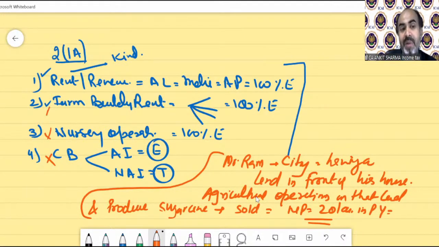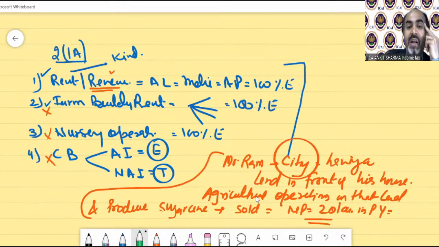That is not a farm building rent. That is a revenue concept: if you are doing farming and get some profit, that falls under revenue. Now, in which condition are you getting confused? I have written city over here. So you're thinking it is an urban area, so it will not be agricultural income, but you forget that the urban area concept is applicable for farm building rent.